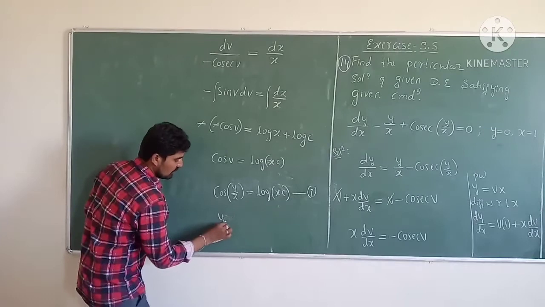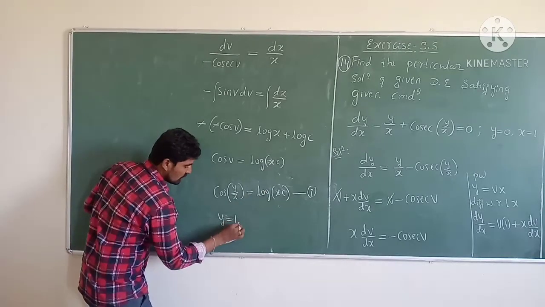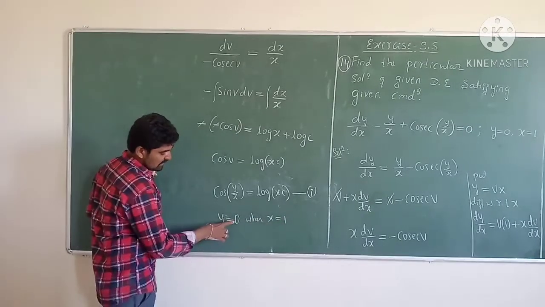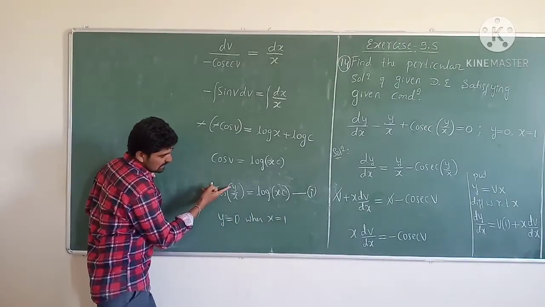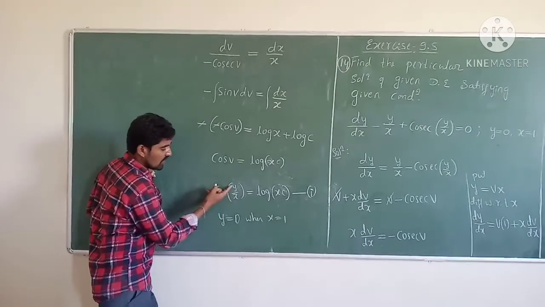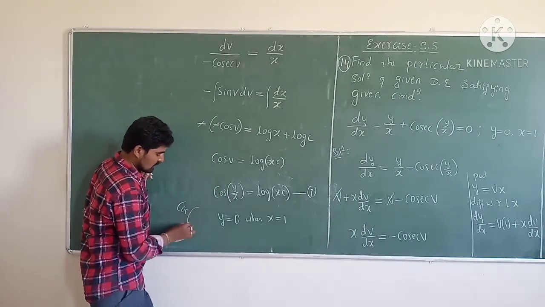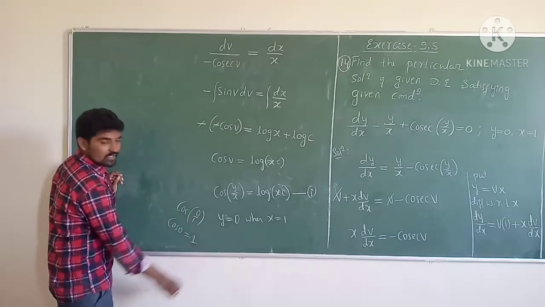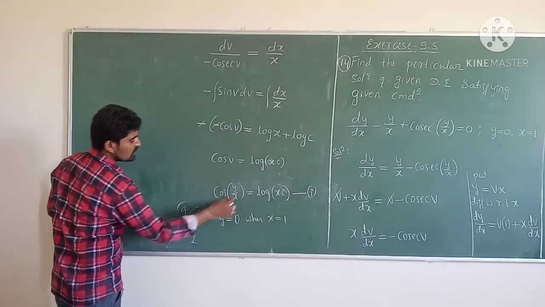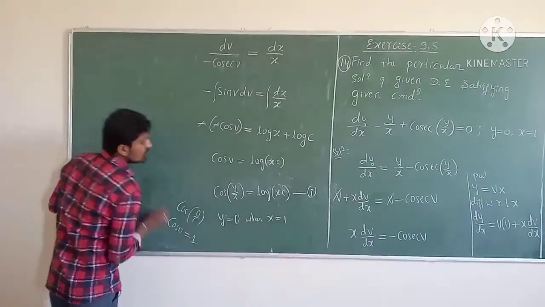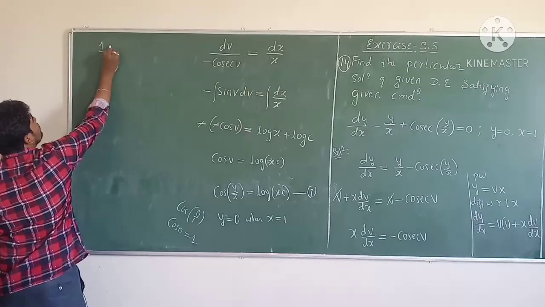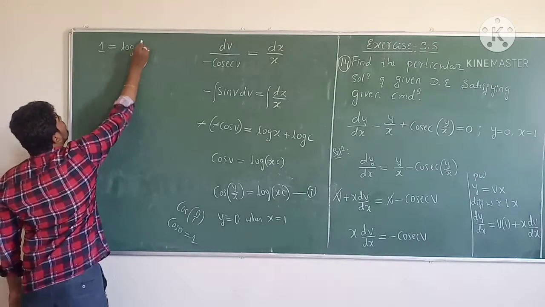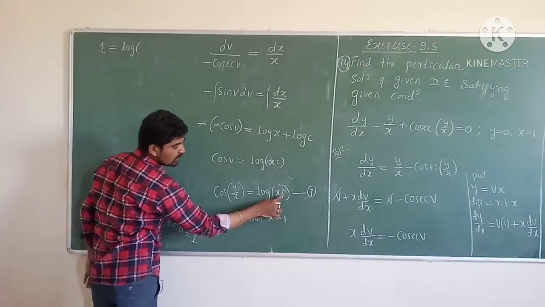Now the value of y is equal to 0 when x is equal to 1. So when y is equal to 0, cos y by x becomes cos of 0 divided by 1, which is cos 0. The value of cos 0 is 1. Therefore, this LHS becomes, after applying the values 0 and 1, cos 0, which is equal to 1. Then log of x, the value of x is 1, into c.